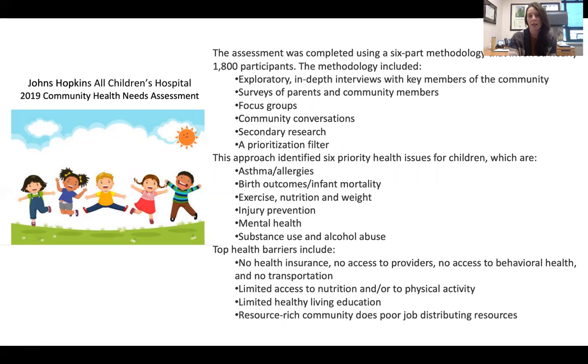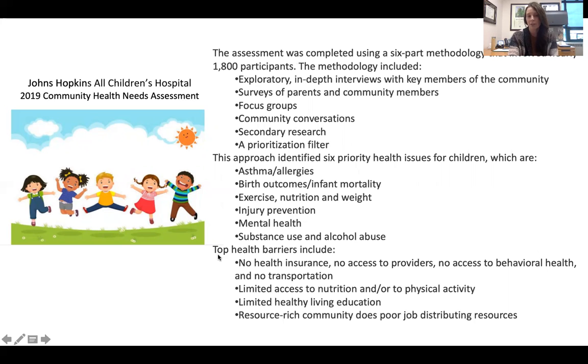And in this case, you can see the methodology that they used over here on the right-hand side. So they, again, did some surveys and focus groups and had in total over 1,800 participants that are representative, again, of these different voices from within the community. And through that approach and through analyzing the data, identified 6 priority health issues for children, which in this case were asthma, allergies, infant mortality, exercise, injury prevention, mental health, and substance use.